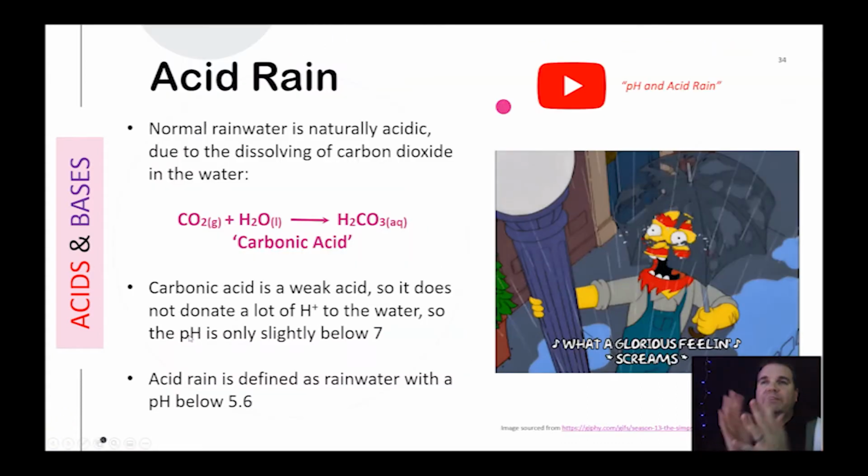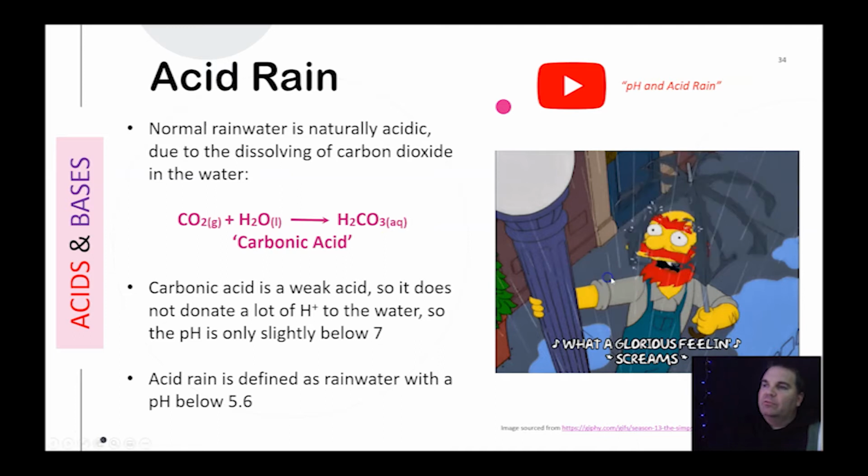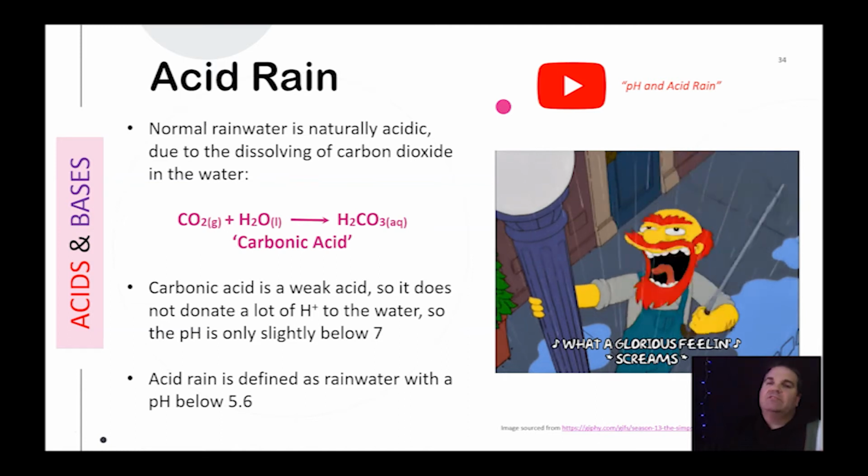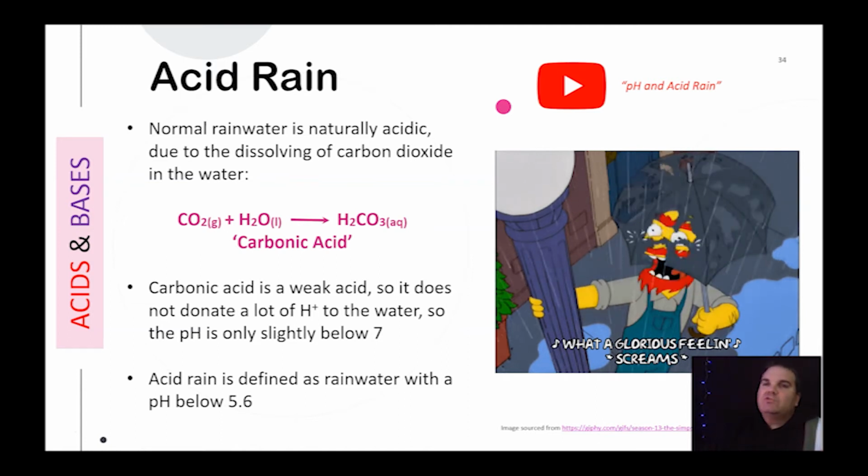All rainwater is naturally acidic. When you're thinking about acid rain, you might think about this sort of thing with Groundskeeper Willie that's happening here in The Simpsons, and you think that acid rain is something that falls from the sky that's really bad and it's going to dissolve clothing, burn skin, all those sorts of things. That's not the reality of acid rain. But all rain is naturally acidic because you have dissolved carbon dioxide.